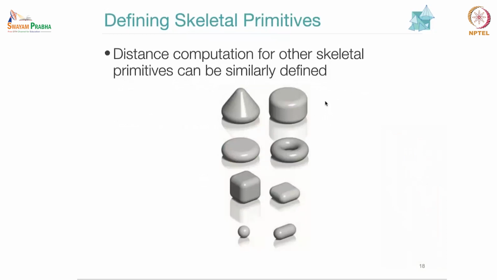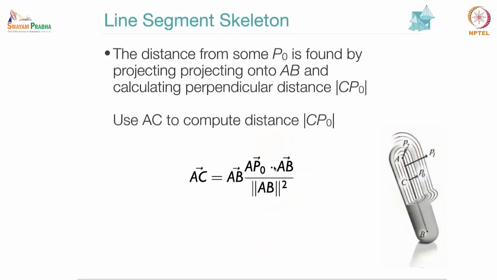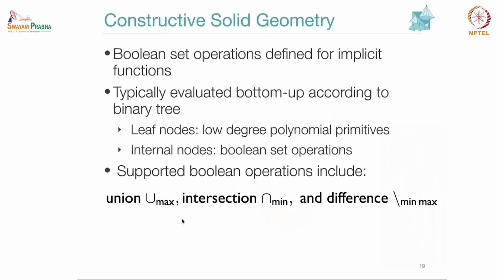All right, so these are some of the distance fields defined on these primitives. Could somebody guess what the primitives could have been? Do you recall? Can you guess some primitives?